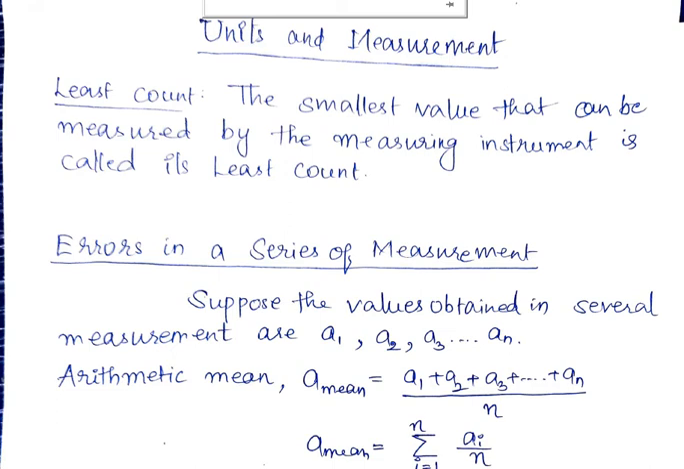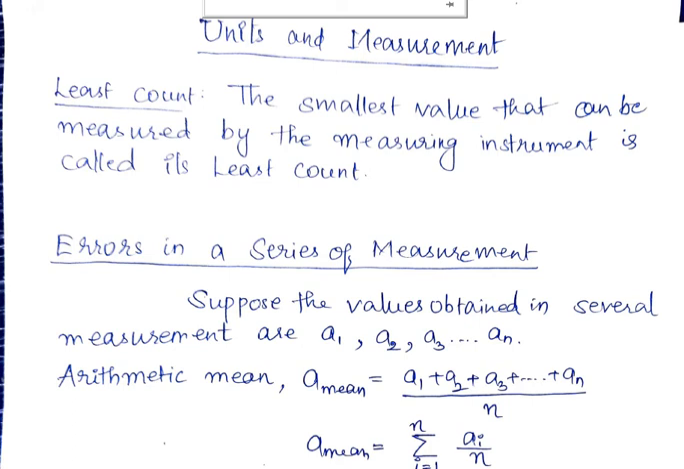So now let us come to the errors in a series of measurements. When does it come? Whenever we are doing any practical, any experiment. To get an accurate and precise answer, what do we do? We repeat the experiment several times. Suppose we repeat the experiment n times, then each time we will get a value a1, a2, a3 up to an. So there will be a little error associated with each and every reading.